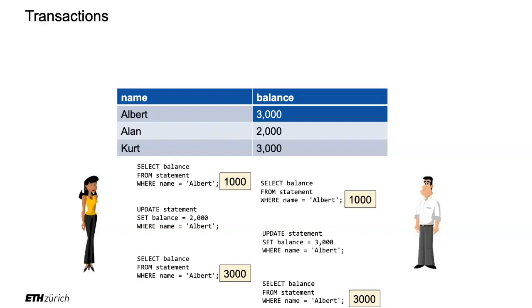Now, obviously, we don't want that kind of thing to happen, because maybe the intent of Alice was to credit Albert with 1,000 francs and the intent of Bob was to credit him with 2,000. So normally at the end, it should have been 4,000, right? So how do we deal with this? Well, there is a way to prevent these things from happening, but in order to prevent them, you need to detect when they happen. And there is a way to actually detect.